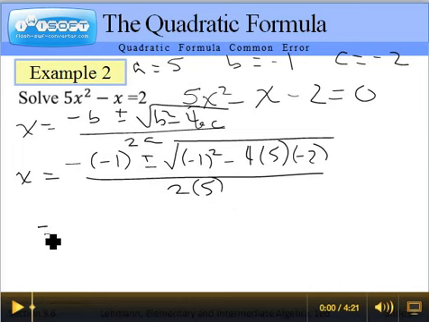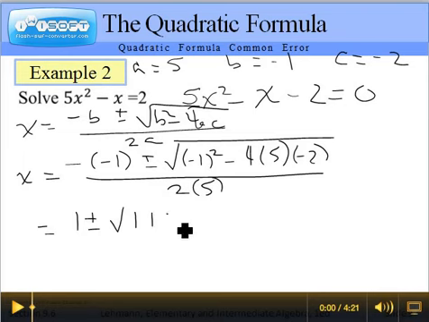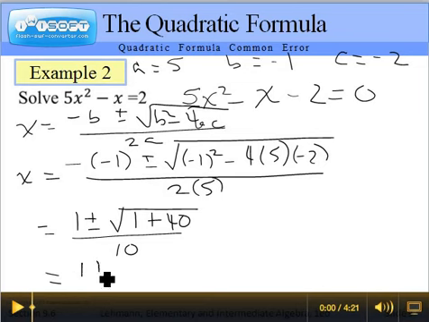So this is equal to 1 plus or minus the square root of 1 plus 40 all over 10. So all I really have to do with this is turn it into 1 plus or minus the square root of 41 over 10. The square root of 41 is irrational. I also can't simplify it, so this is as simple as I can make it. So x is equal to 1 plus or minus the square root of 41 all over 10.